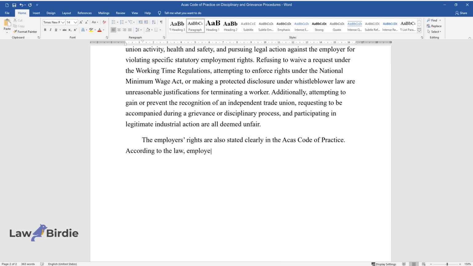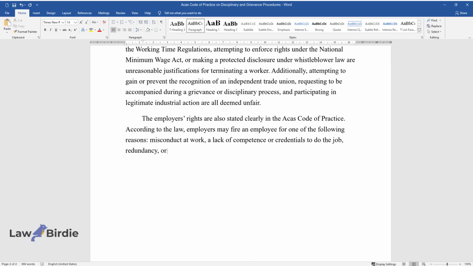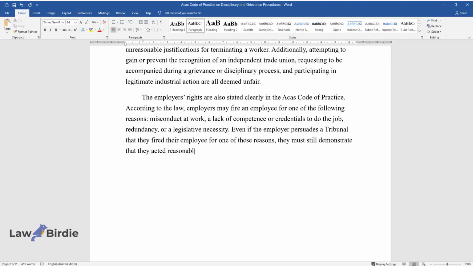According to the law, employers may fire an employee for one of the following reasons: misconduct at work, a lack of competence or credentials to do the job, redundancy, or a legislative necessity. Even if the employer persuades a tribunal that they fired their employee for one of these reasons, they must still demonstrate that they acted reasonably.